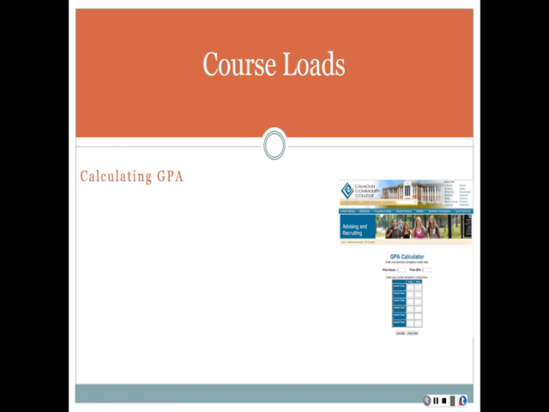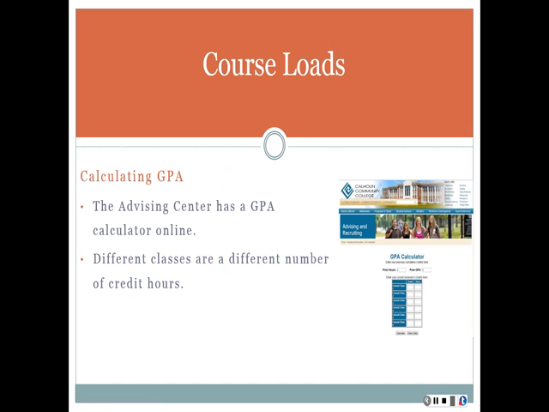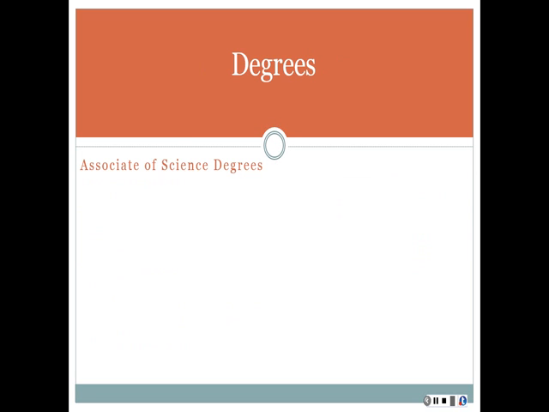For calculating your GPA, the Advising Center has a GPA calculator online. Remember, different classes have a different number of credit hours. Orientation 101, for example, is 1 credit hour, and so that's going to calculate into your GPA differently than a 3-hour class. And of course, A's are 4 points, B's are 3 points, and C's are 2 points. D's are 1 point, and anything less than a D is no points.